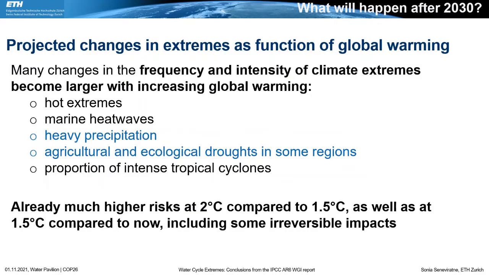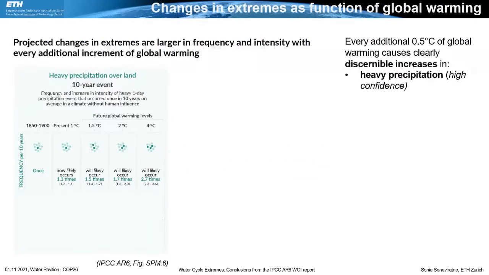And there is already much higher risk at 2 degrees compared to 1.5 degrees, as well as at 1.5 degrees compared to now. So now this slide, you're seeing how the change in the frequency of heavy precipitation is changing as function of global warming.